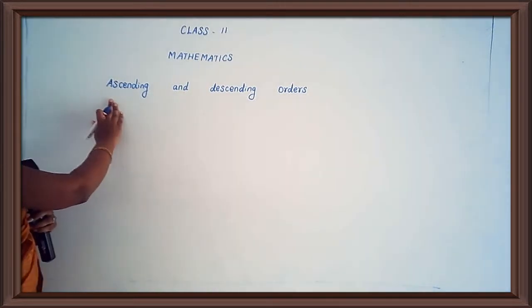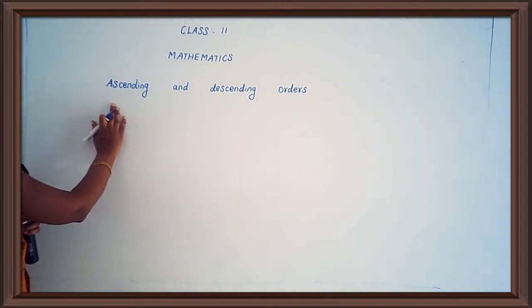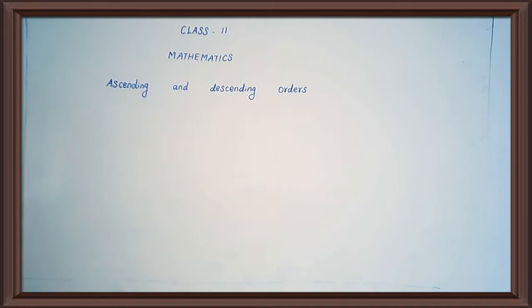The Tamil meaning for ascending order is Eru Varisai. Eru Varisai means we have to grow to the next one, small to big. And descending means Irangu Varisai. Ascending means Eru Varisai and descending means Irangu Varisai.